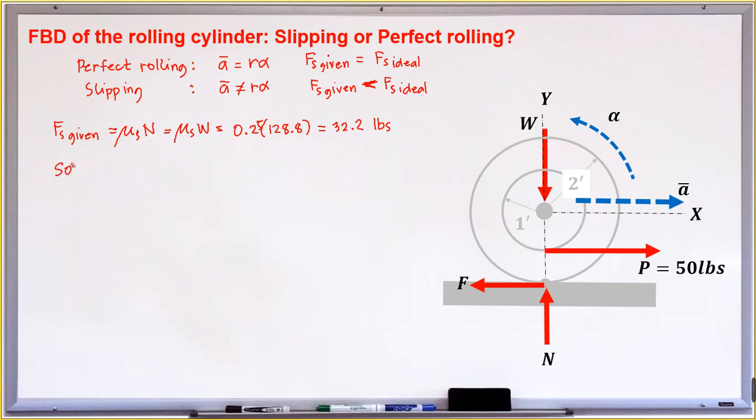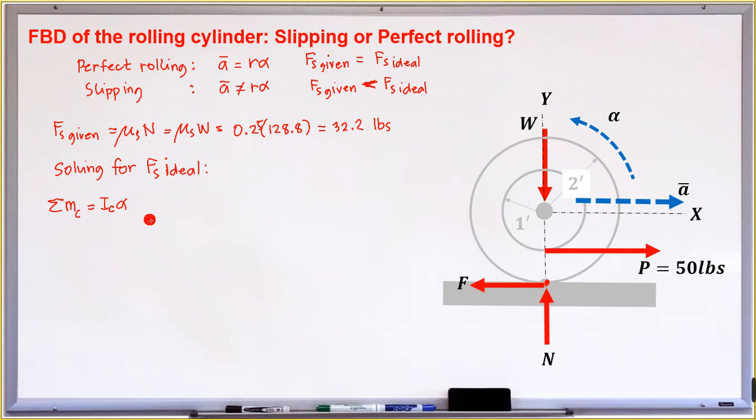Okay, so we're going to solve for Fs ideal. To solve for Fs ideal, we're going to take summation of moment, but not along the center of gravity, because we assume that it is perfect rolling. So we're going to use summation of moment along the contact point right here. So summation of moment along the contact point is equal to the mass moment of inertia at the contact point times the alpha.